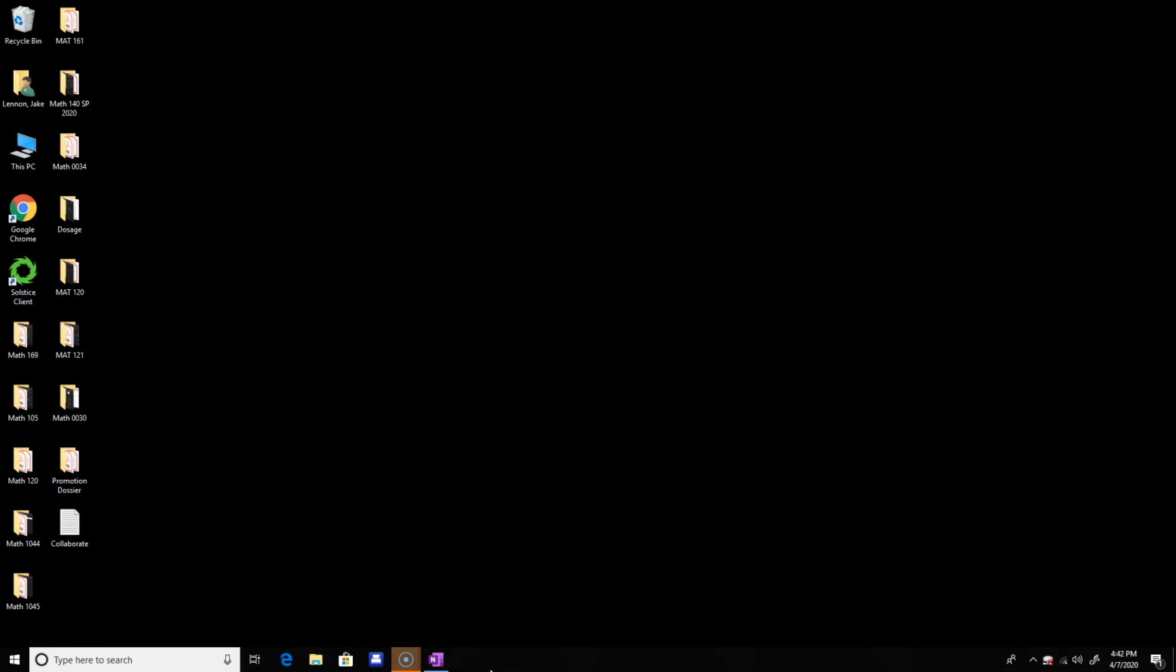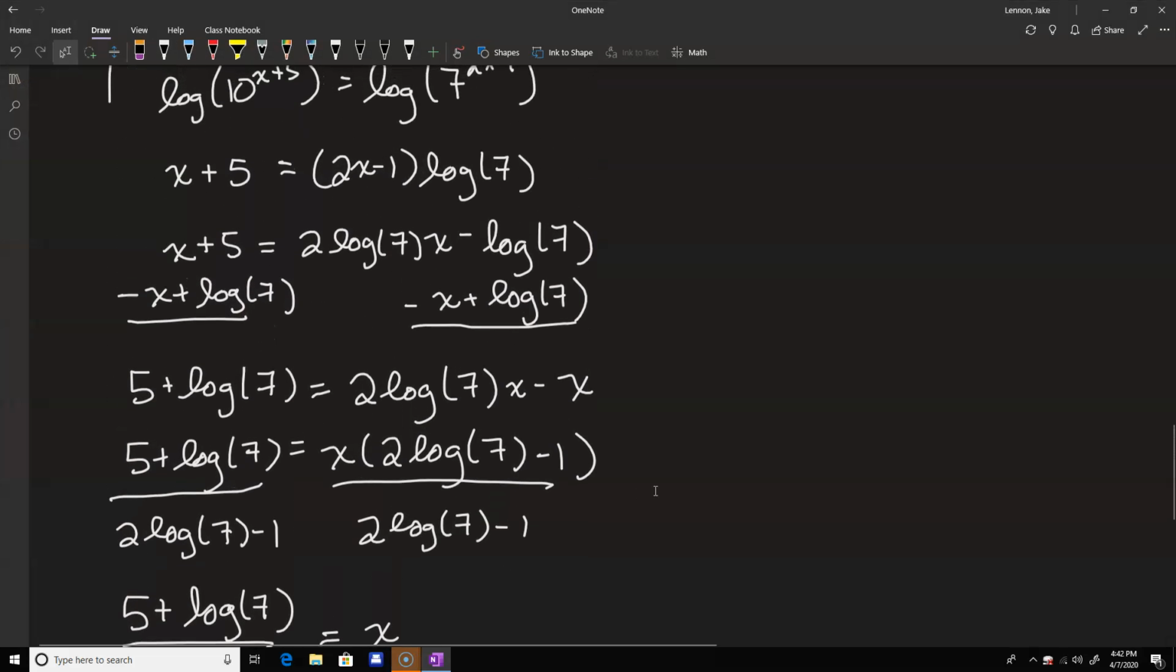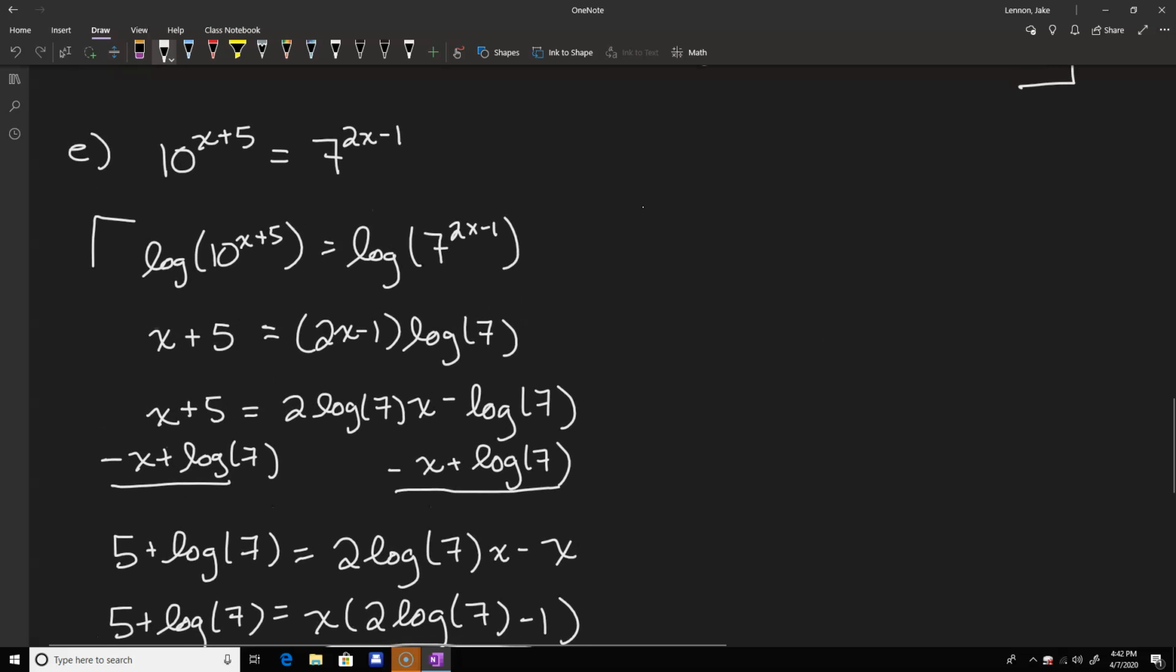So what is the alternative? The alternative is using decimal approximations earlier. So alternative, and this is technically not as good because you're not going to find the exact answer, but it may help you avoid making some common mistakes.